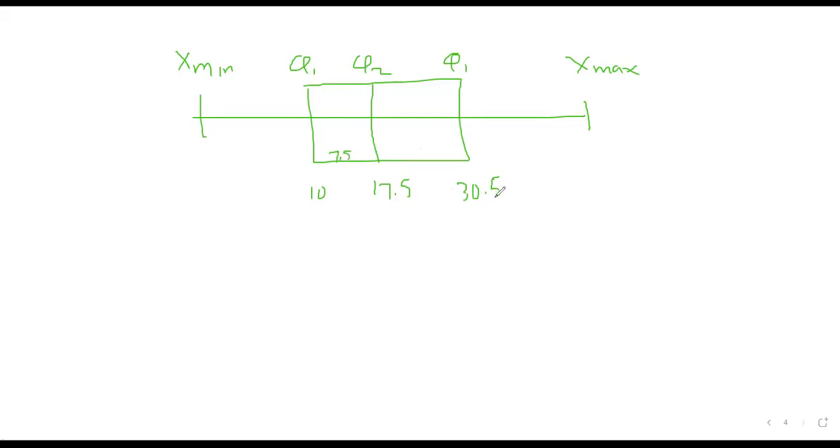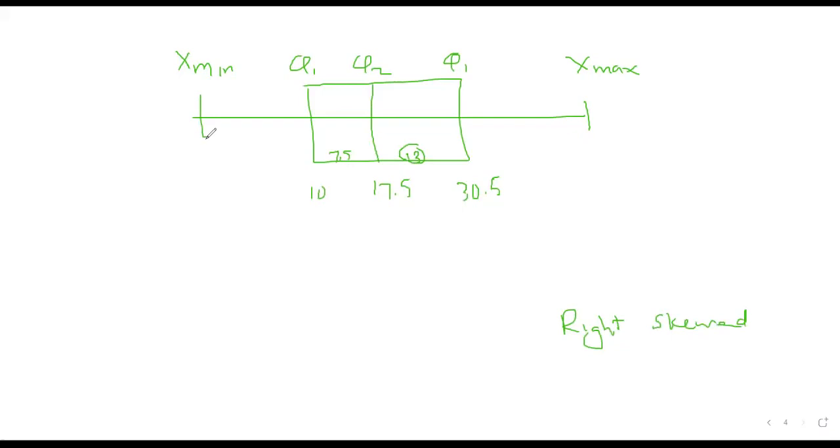17.5 from 30.5, here we're going to get a what? 13. So already there's a bigger gap here. So we can say this is skewed to the right because the gap here is bigger. So we can say it is skewed to the right.